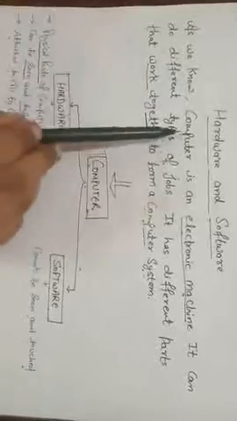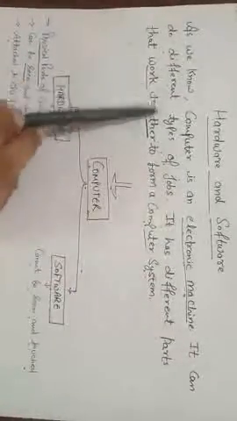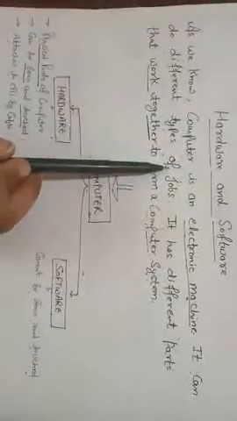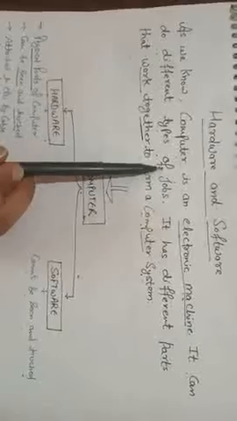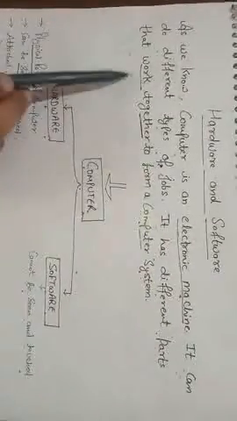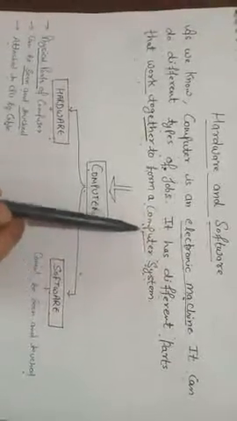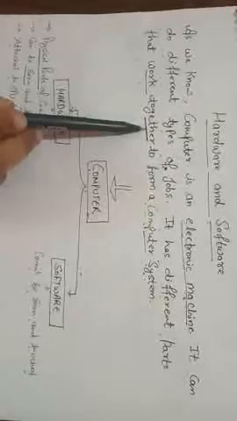As we know, computer is an electronic machine. It can do different types of jobs, like we can play games, we can listen to music, we can do typing work, we can watch videos, we can do so many things on the computer. It has different parts that work together to form a computer system. A computer consists of various parts which work together.